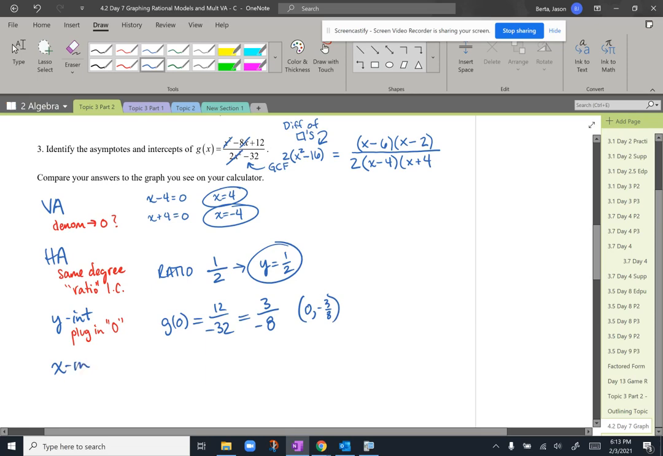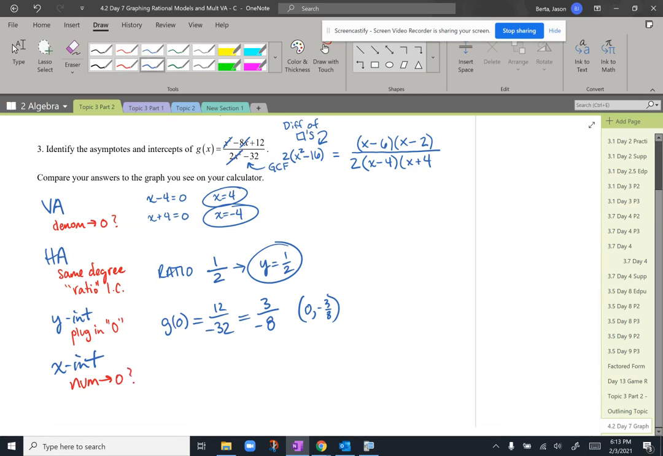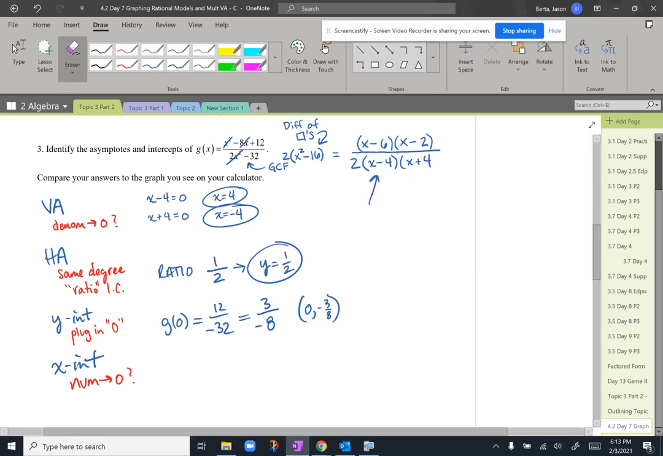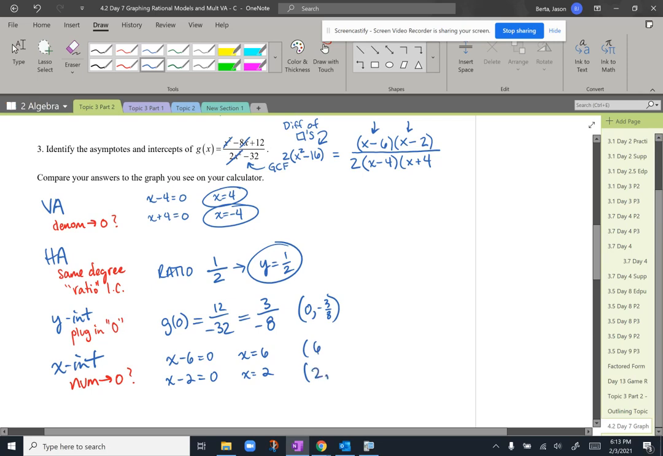And lastly, the x-intercepts. That's when the numerator goes to 0. Are there any values there? We can look at the two factors in the numerator: x minus 6 and x minus 2. Set those both equal to 0, and it looks like at x equals 6 and x equals 2, we have x-intercepts, which means our two coordinates are (6, 0) and (2, 0).